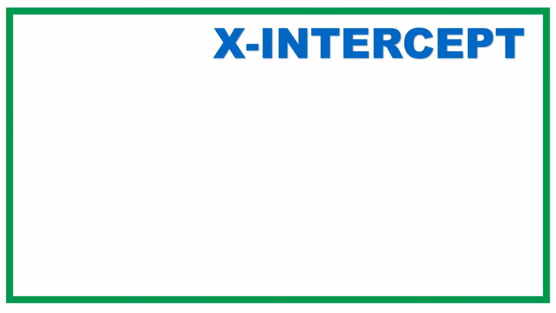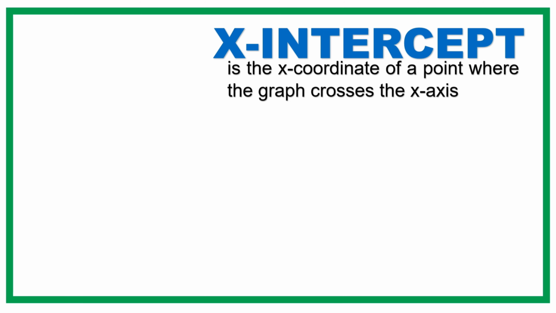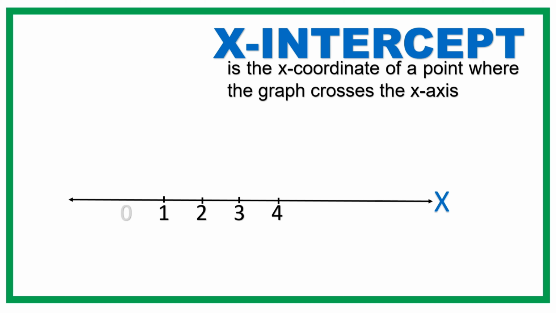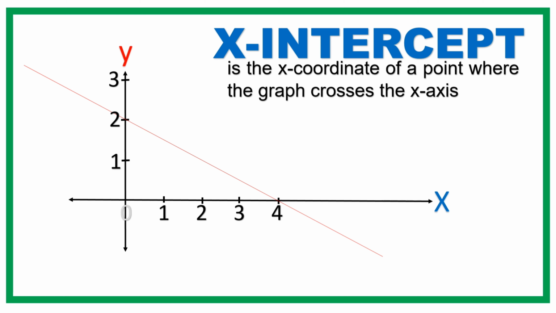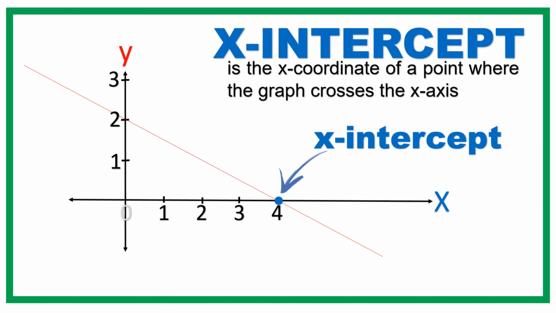Now, let's talk about x-intercept. What is x-intercept? X-intercept is the coordinate of a point where the graph crosses the x-axis. Again, we have the x-axis and the y-axis. Here is an example of a line, and there is our x-intercept. It's 4, the coordinates (4, 0). That's it.